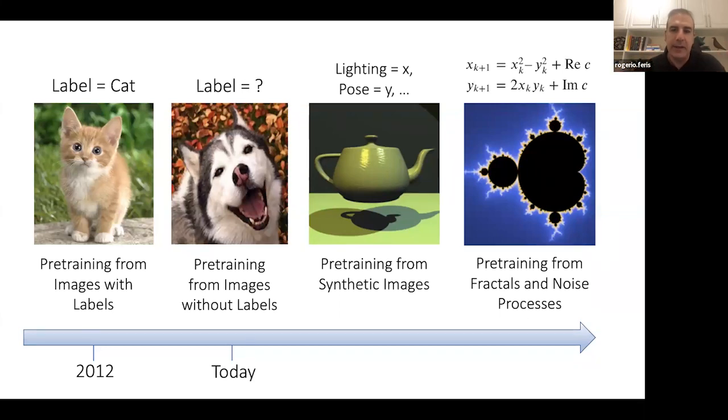synthetic data. And we are also collaborating with MIT on pre-training from fractals and noise processes, where here we wouldn't have any real images at all. And you could generate these images, for example, from short codes, which would be quite efficient. And in terms of generation of images, it would be much less costly as well.